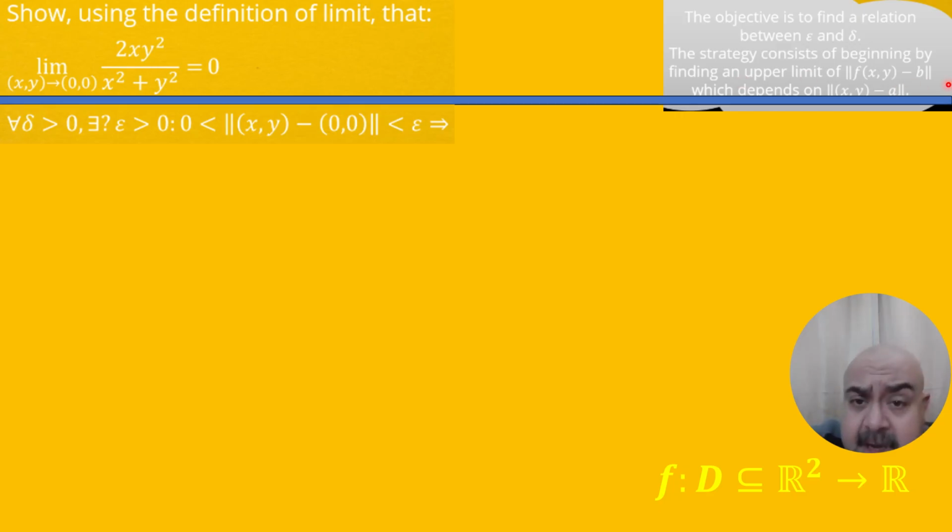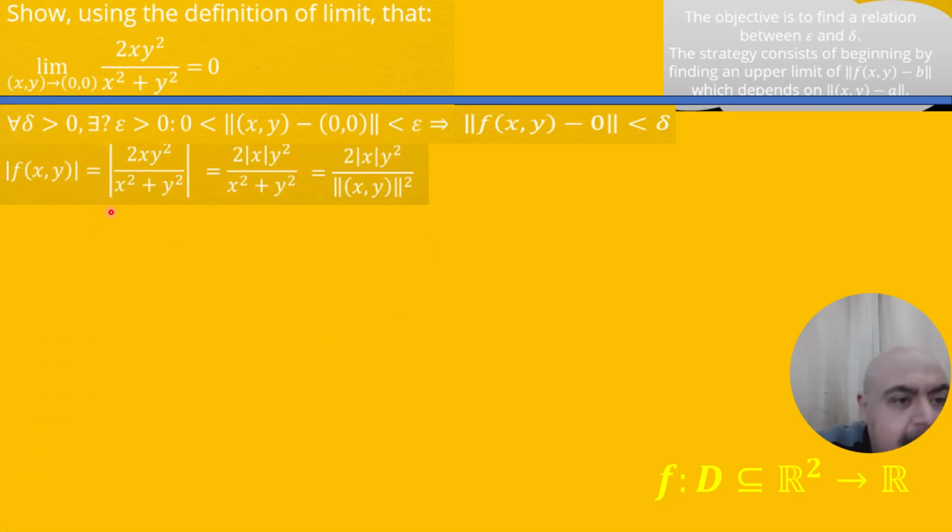I will do exactly the same. The objective is to find the relation connecting epsilon and delta. The strategy will consist of beginning by finding the upper limit of |f(x, y) - b|. So I would start with 2xy squared over x squared plus y squared, exactly like what we did previously, minus 0 is less than delta. And this is going to leave me with 2xy squared divided by x squared plus y squared. Now you are professionals in this. So I know that the denominator, because it's a power of 2, is the norm to the power of 2. As I told you, the more problems you solve, the better you will be able to expand them, as you can see. It's going to be 2 absolute of x, y squared.